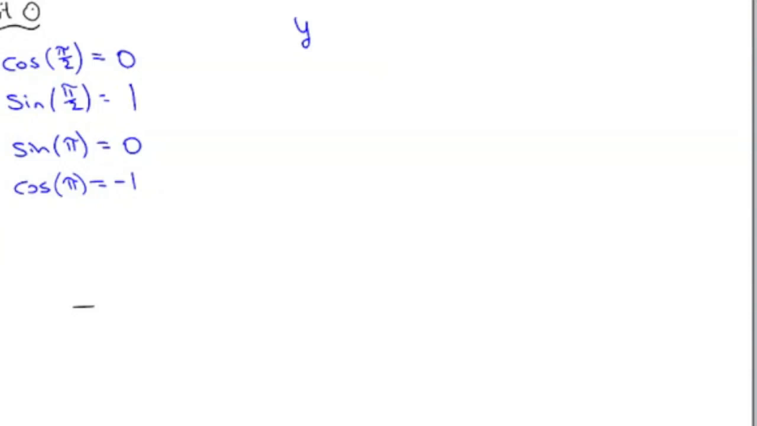Let's say I have a line y equals 2x, and I have a unit circle. How would you draw y equals 2x? The y-intercept is 0, the origin. And then the slope is 2, so you go up 2 and over 1.